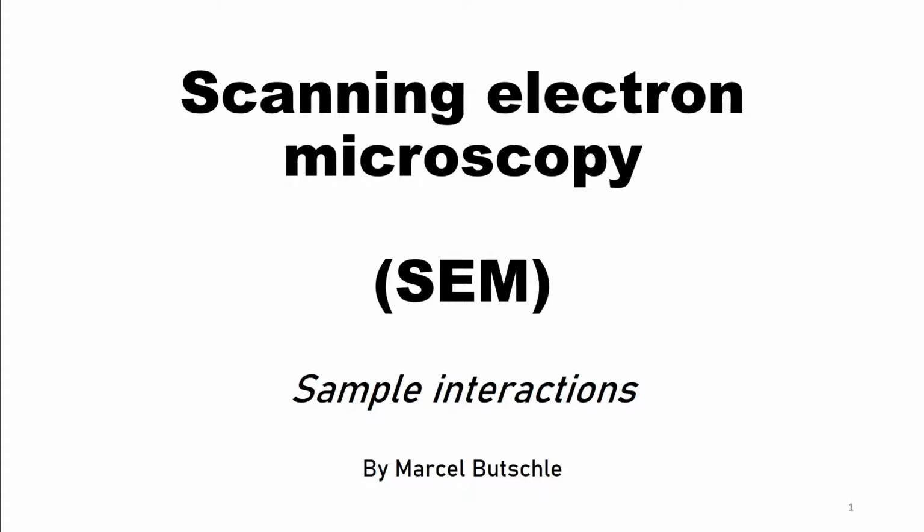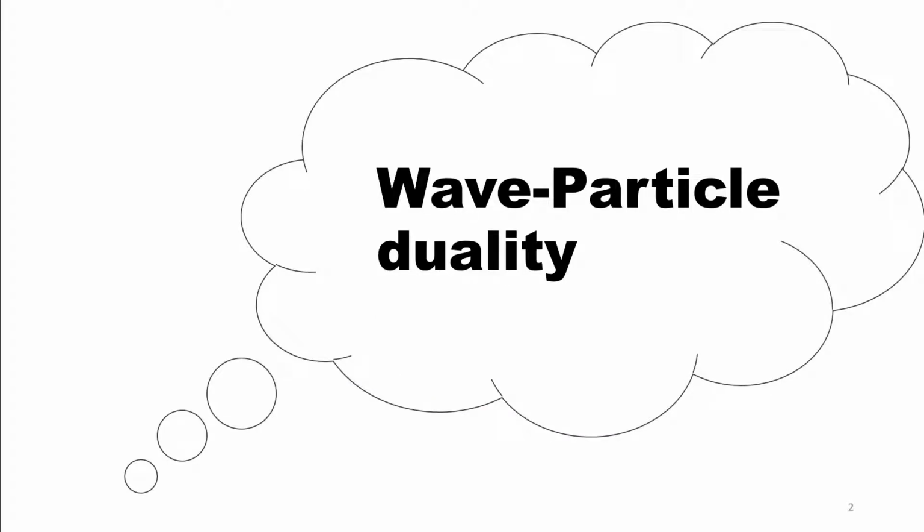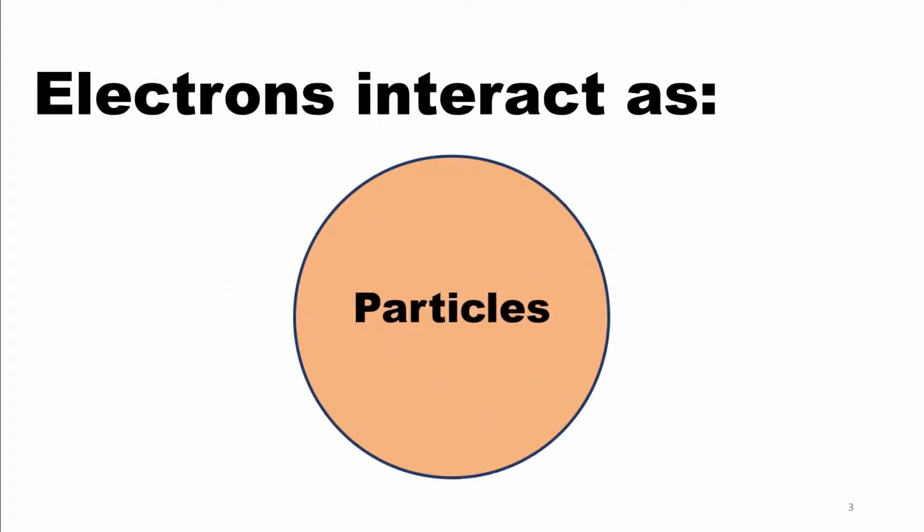In this video, we take a look at how the electrons in a scanning electron microscope interact with our sample and what information we gain from that. And maybe you remember something about wave-particle duality. For example, in a transmission electron microscope, the electrons behave as a wave. But in the scanning electron microscope, they behave as a particle. So that is the first thing you need to know.